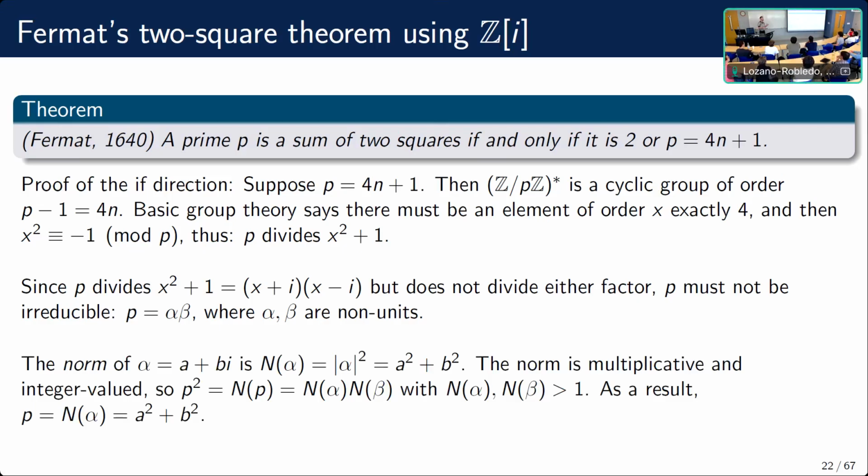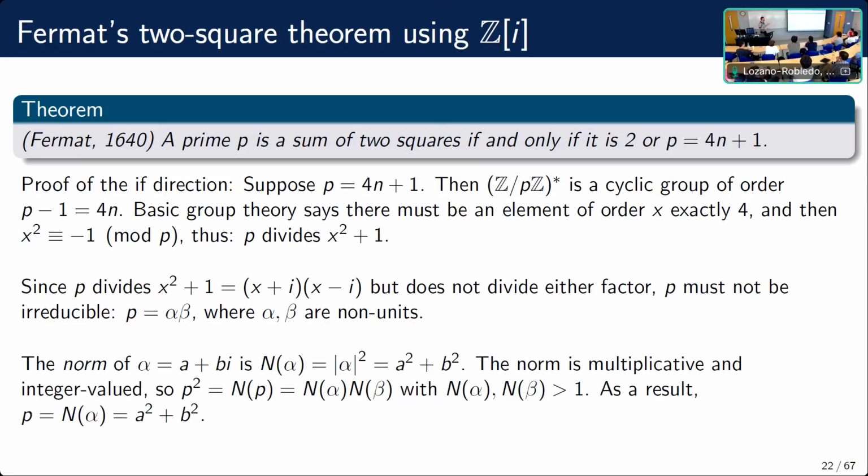Those elements are non-units. Okay, so here's what we do next. We want to kind of bring everything into the realm of integers. So here's a definition. The norm of a Gaussian integer is defined this way. It's a complex number, so you can take its absolute value and then square it. It's like the length squared of a vector. And that's a squared plus b squared, where a and b are the real and imaginary parts.